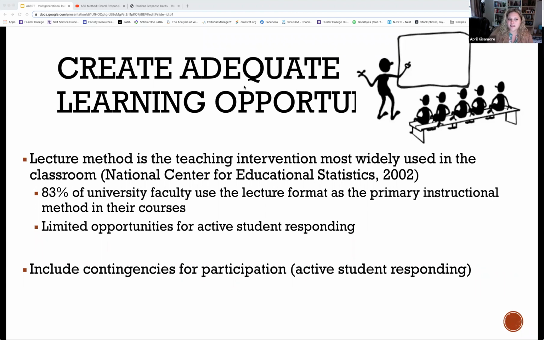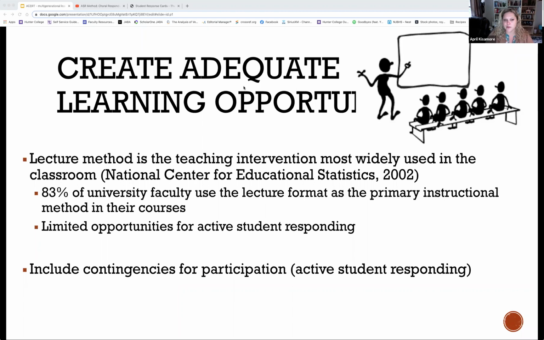So one criticism about using a lecture method is that students passively listen, and there tend to be few opportunities for them to actively respond during these types of classes. So student participation in lectures is often limited to voluntary responding to indirect questions. For example, you might ask questions to the class in general rather than pinpointing one or two individuals. And so what this means is that the rest of the students passively engage in the class.